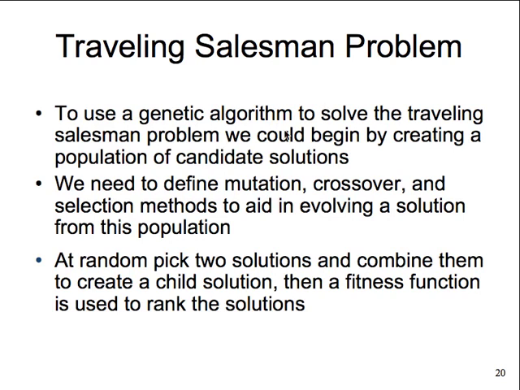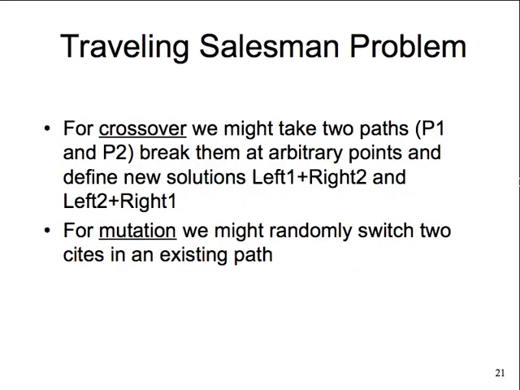And then you need to define the mutation, the crossover, and the selection methods to aid in the evolving of the solution in this particular population. And then at random, pick two solutions and combine them together to create a child solution. Switch the orders around and see if it's any better. Then, if a fitness score function is used to mark the solutions, use the fitness score function. So, and then you've got your solution.